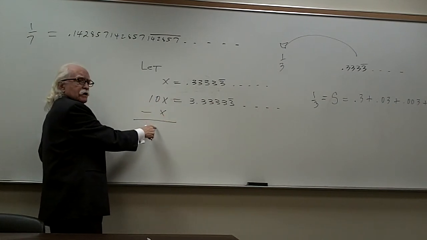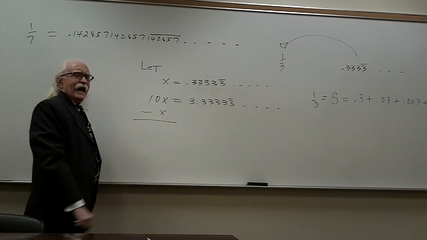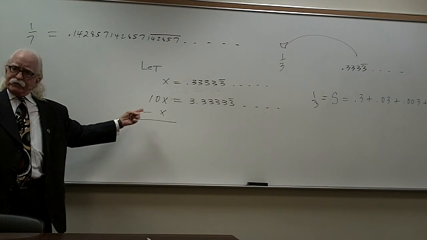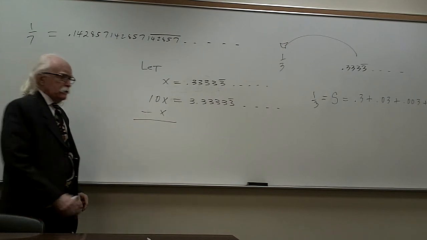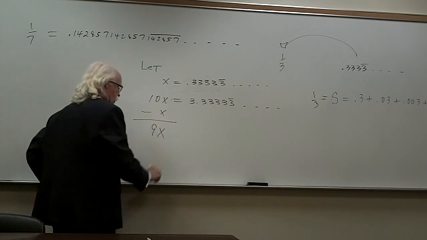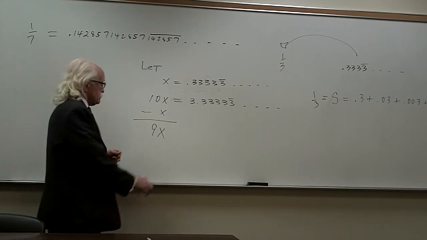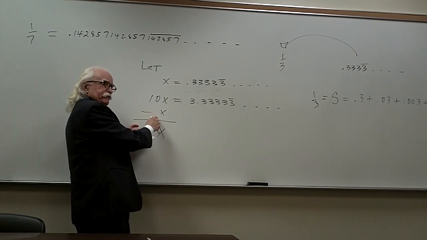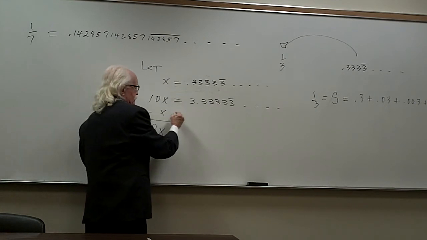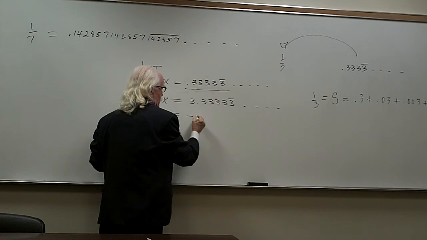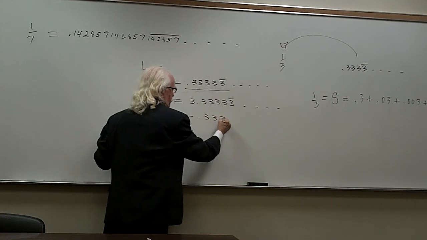What is this? Negative 10. How do 10 rabbits take away 1 rabbit? 9 rabbits. So if I subtract an x from the left side, I must subtract an x from the right side. And there's x, folks. You see it?